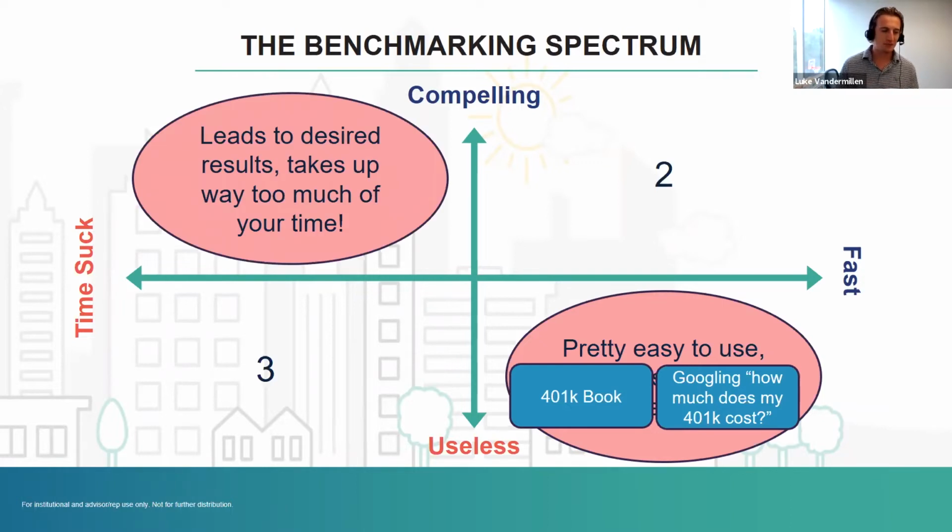Our top left quadrant here is going to be those compelling reports that also take a lot of time to create. And this is probably the most popular one I see with advisors creating benchmarking reports. Just going the old school spreadsheet, getting the quotes and typing in the different line items, which is an effective way to benchmark retirement plans. It's incredibly time consuming and almost impossible to do for prospects.